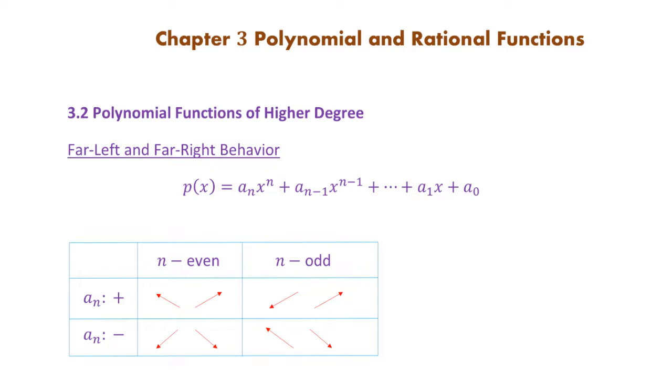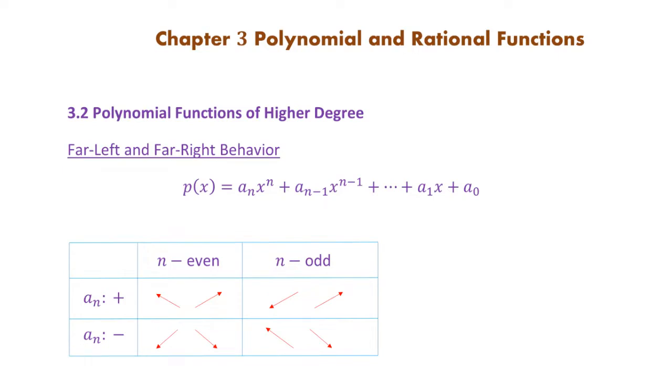On the other hand, if an is negative and n is odd, like negative 4x cubed, for example, as the leading term, then you don't have to worry about the other terms. This time an is -4, and n is odd, it is 3. And this time the curve will go up on the left and go down on the right.